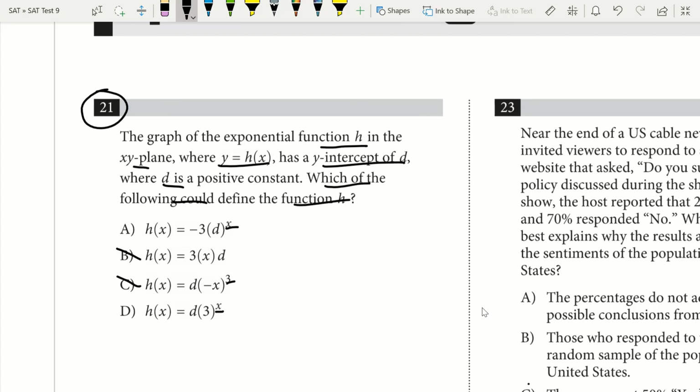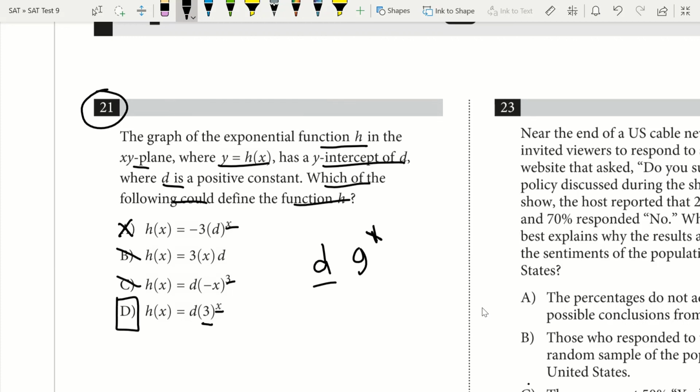The next thing that we know is that our y-intercept is d. Now we know that our equation for an exponential function is going to be our y-intercept and then our growth rate, which we could represent as g or whatever, raised to the power of x. In this case, we aren't given our growth rate. Our growth rate could, for example, be 3, but either way, we have to have our y-intercept as d, since that's what it tells us. So our only one with our y-intercept as d that is left is going to be answer choice D.